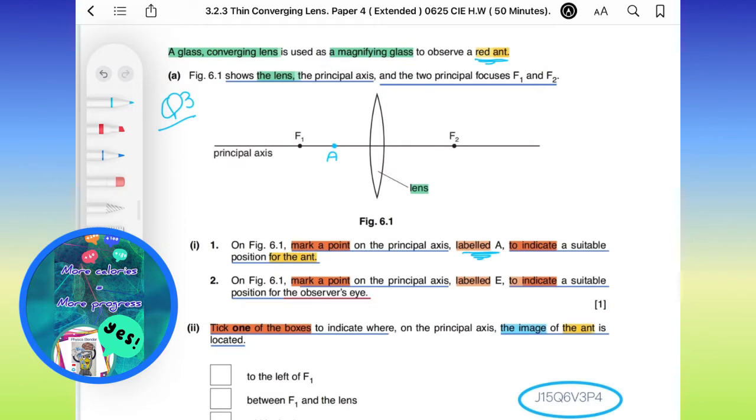On the figure, also mark the point on the principal axis labeled E to indicate a suitable position for the observer eye. The observer eye could be on the other side. So the observer could be on the other side here, like this.